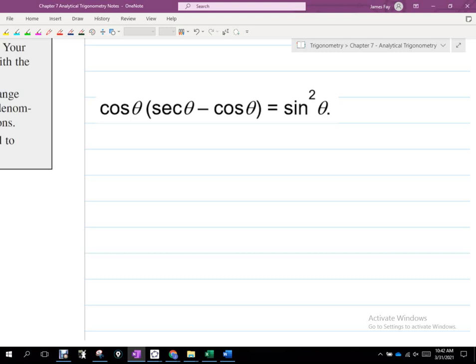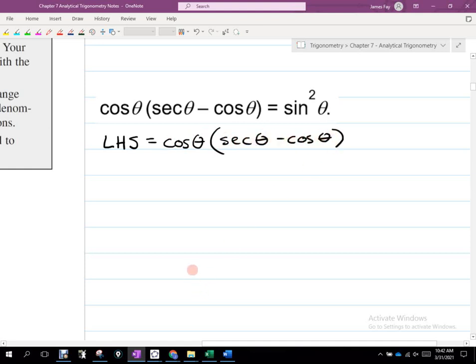Does that make sense? So what I think is good to do is say, okay, what side are we going to choose? We're going to choose the left-hand side. So we write LHS, which is the left-hand side, right? And we write what it is equal to. It is equal to cosine of theta times secant theta minus cosine theta. Okay? And now we are going to start working our algebra. Okay? Or working our substitution.